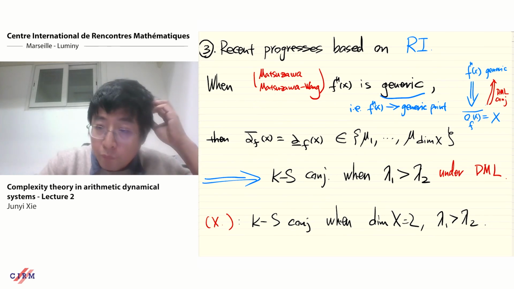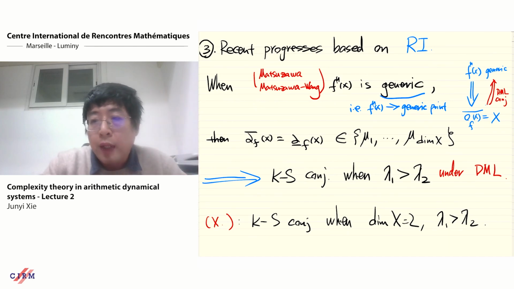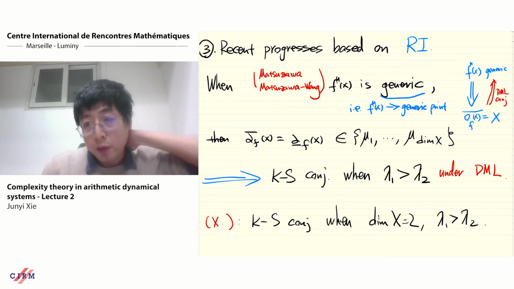Here you need to assume the dynamical Mordell-Lang conjecture. If you want an unconditional result, I have one: if you assume the dimension of X is equal to 2, and lambda 1 is strictly larger than lambda 2, then even though we do not know the dynamical Mordell-Lang conjecture, in this case we can still prove the Kawaguchi-Silverman conjecture unconditionally.